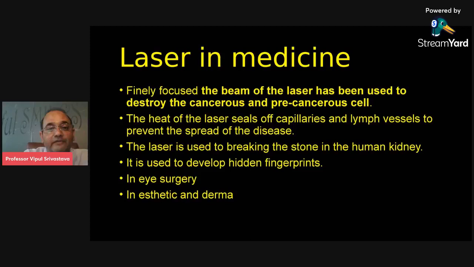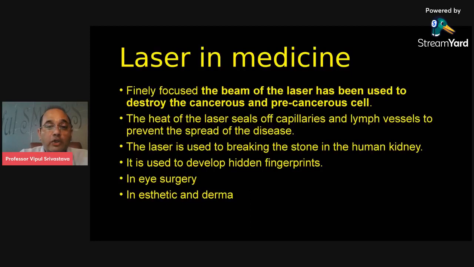Second, the heat of the laser seals off capillary and lymph vessels to prevent the spread of the disease. That is another use. And I would like all of you, if you get time, please go through the internet and search about laser welding tissue. So lasers are also used for welding. We are moving away from sutures now, and we are using laser to seal off any cut instead of suture.